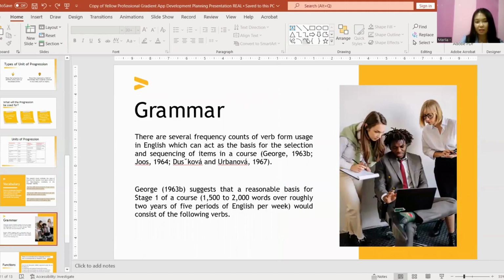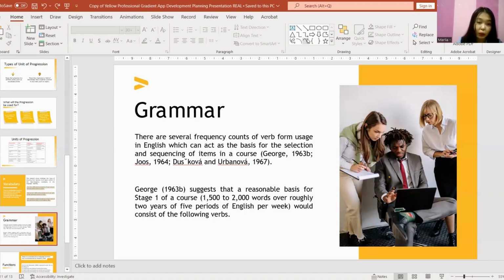Okay, the second part is grammar. We have to use frequently used grammar in teaching the students. Here, there are several frequency counts of verb forms in English usage which can act as the basis for the selection and sequencing of items in a course, by George in 1963, Jules in 1964, and Duskova and Arbanova in 1967.